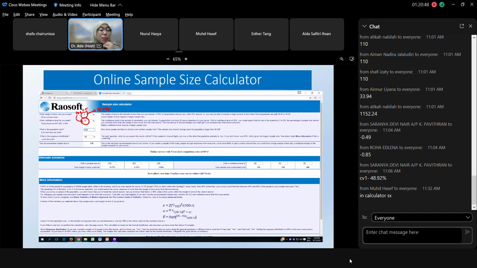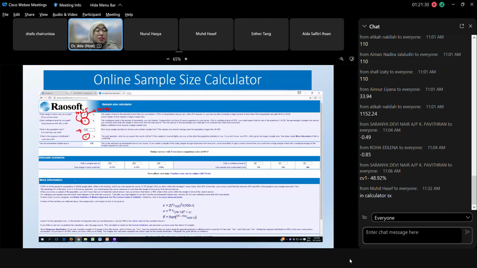So for example, your population size is 500 people. I would like you to enter 500 in your calculator, this ROSOF calculator. And then it says, what is the response distribution? So the response distribution will be 50. What does it mean by 50? Because everybody has an equal chance of being selected. Remember, random, the word random. So 50% being selected or 50% not being selected. So you need to enter 50.